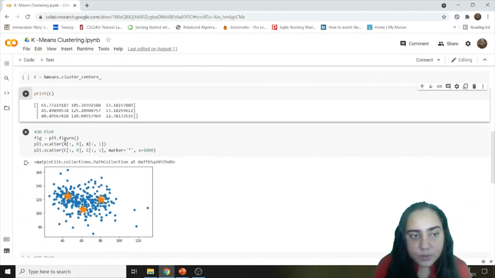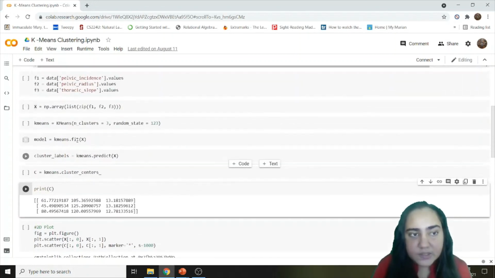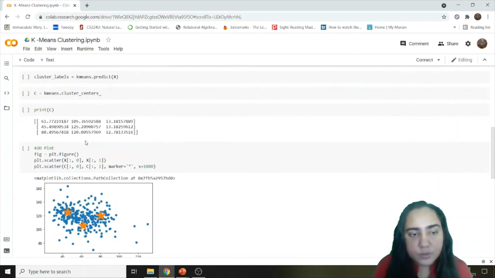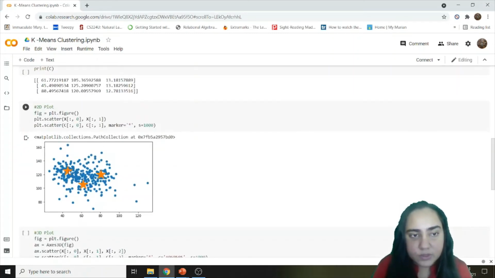So here we are plotting it in a 2D space. Of course, you must be familiar with this. plt.figure will create this figure, and we are creating a scatter plot of x values. So we are passing into it 0 and 1. Remember, x is the array we created here. So when I'm saying 0 and 1, that means I'm passing the first 2 columns, and I'm plotting those 2 columns here.